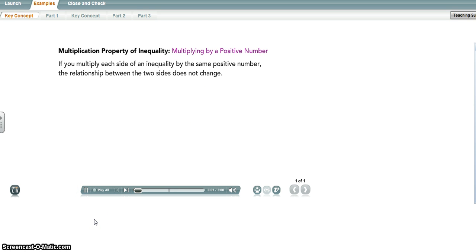The multiplication property of inequality for multiplying by a positive number states that if you multiply each side of an inequality by the same positive number, the relationship between the two sides does not change. If A is less than B, then A times C is less than B times C for all numbers A, B, and C, where C is greater than 0.